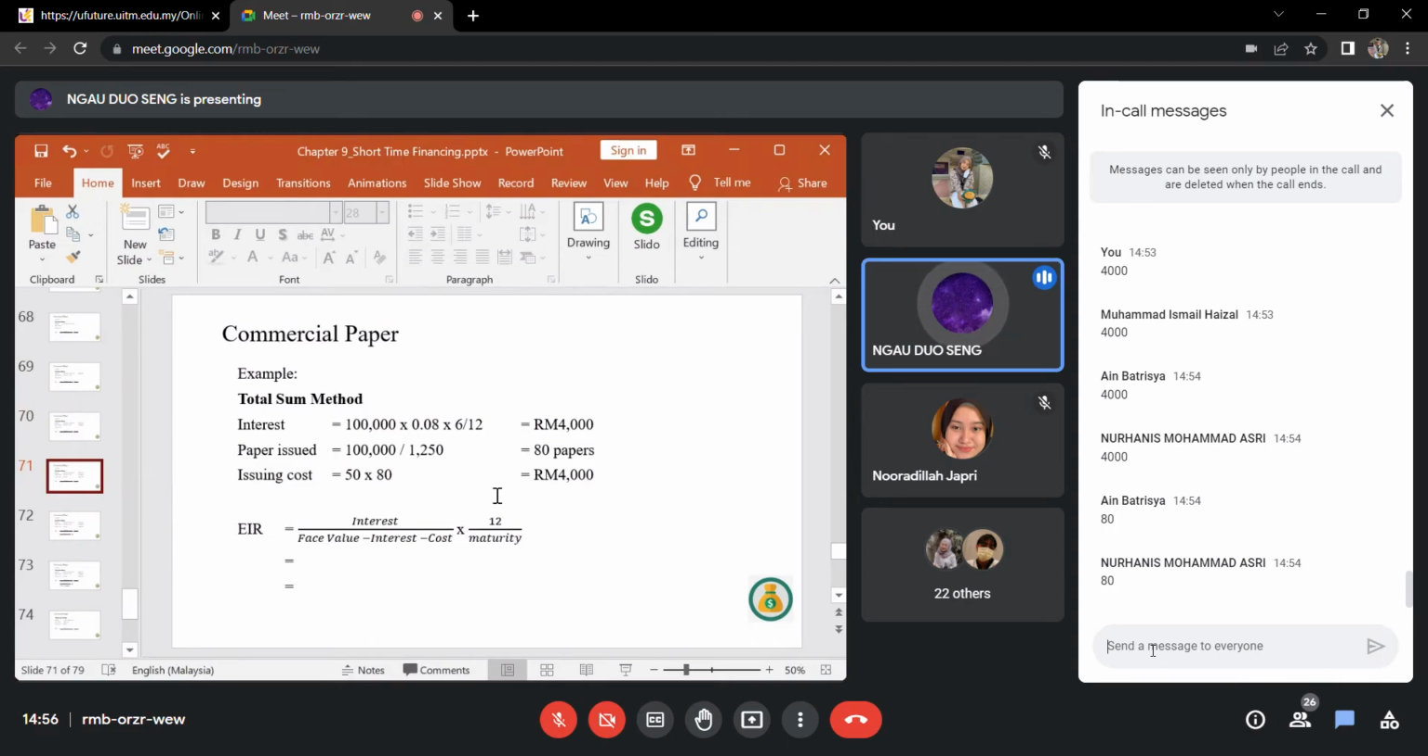All right, so after you have that, then you just put it into the formula lah. So interest 4,000, face value 1,250, minus interest, minus cost, darab dengan 12 bahagi dengan 6. Alright, so you just calculate.